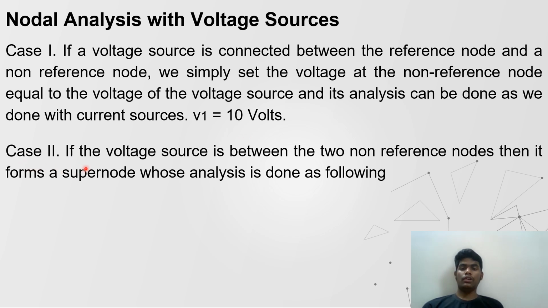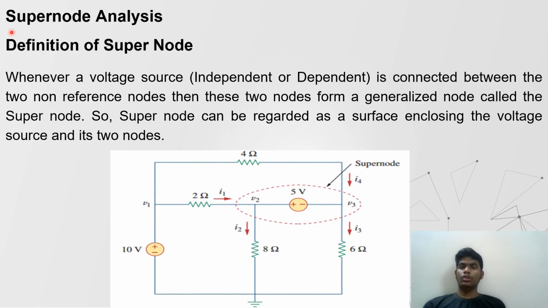Case 2. If the voltage source is between two non-reference nodes, then it forms a supernode, whose analysis is done as follows. Supernode analysis. Definition of supernode. Whenever a voltage source, whether independent or dependent, is connected between two non-reference nodes, then these two nodes form a generalized node called the supernode.